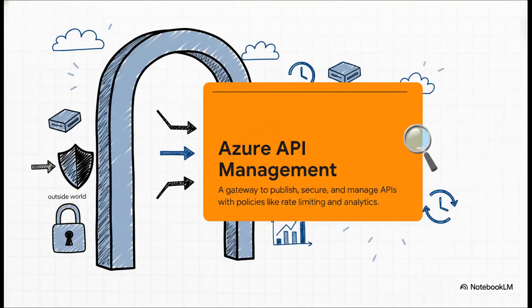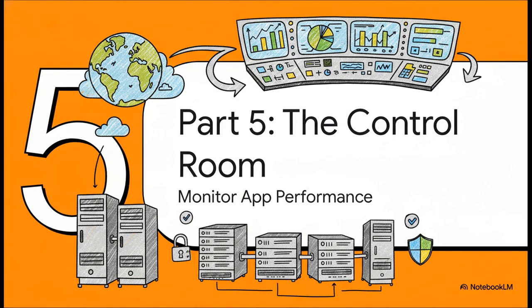And to manage how the outside world actually talks to our app, we put a dedicated gateway right at the front door, Azure API Management. It acts like a protective layer, or a bouncer. It handles security, it prevents abuse with rate limiting, and it gives us really valuable analytics on who is using our APIs and how. Okay, we're on the home stretch.